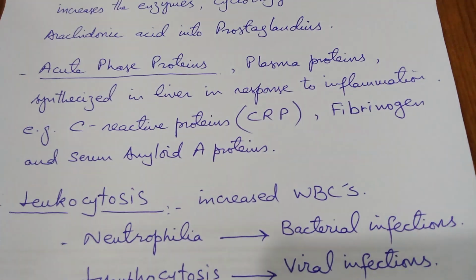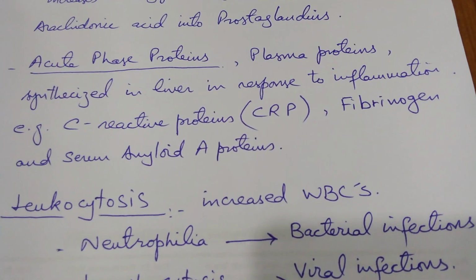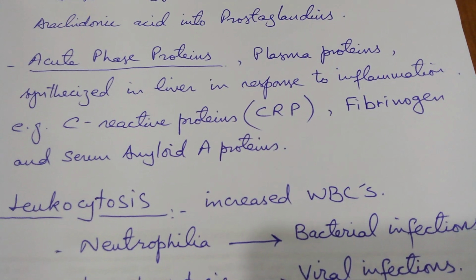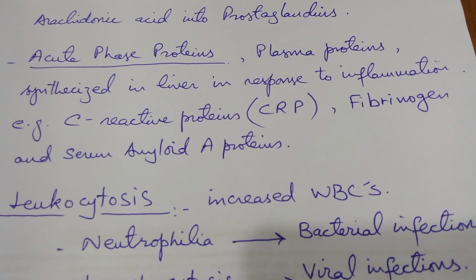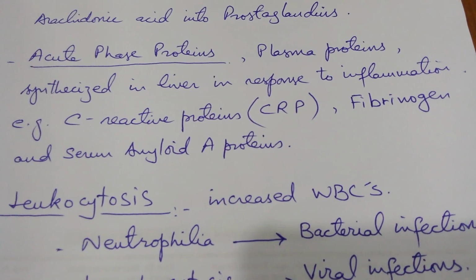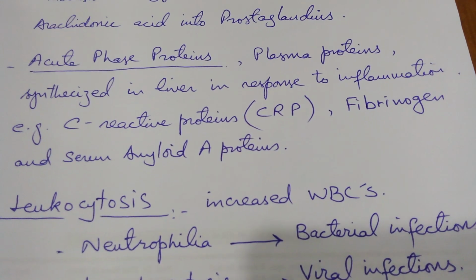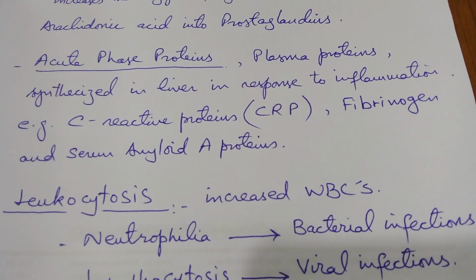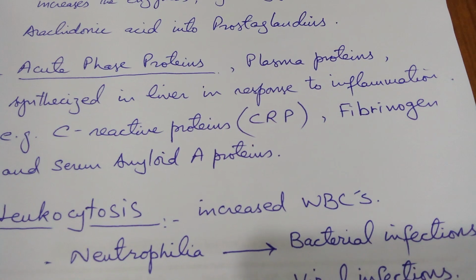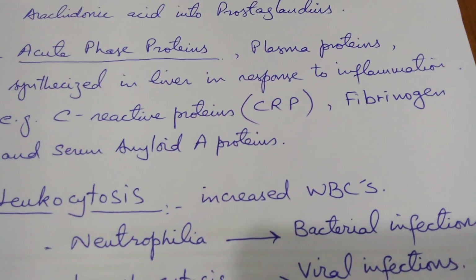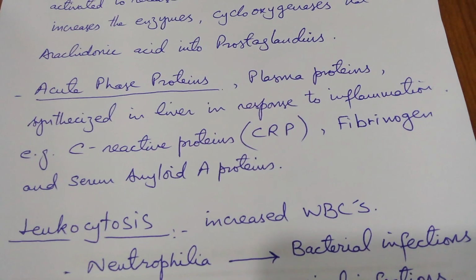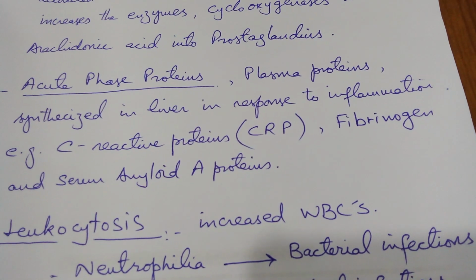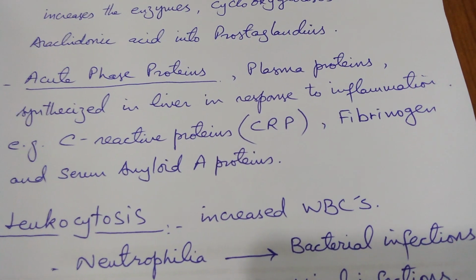Now students, acute phase proteins. What are acute phase proteins? These are the plasma proteins synthesized in the liver in response to inflammatory process. Students, there are three different types of acute phase proteins: C-reactive protein, fibrinogen, and serum amyloid A protein. In acute inflammatory process, these three acute phase proteins are raised in their blood levels.